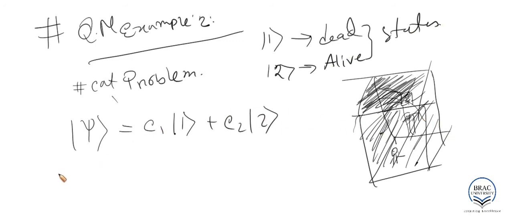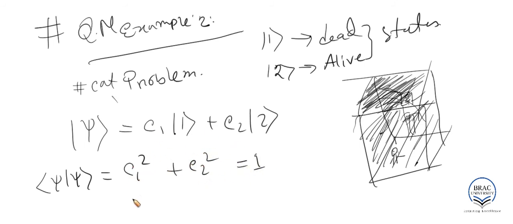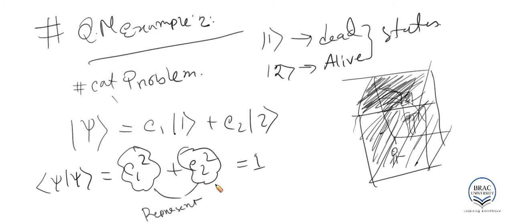So when you compute the inner product, you will get C1 squared plus C2 squared, because the inner product of 1 with 1 is just 1, because these dead and alive states we are calling our orthonormal basis. That means there is no overlap between them. So that's why this thing will give us C1 squared plus C2 squared, and it will be equal to 1, because they will represent probabilities. So these two things represent probabilities.